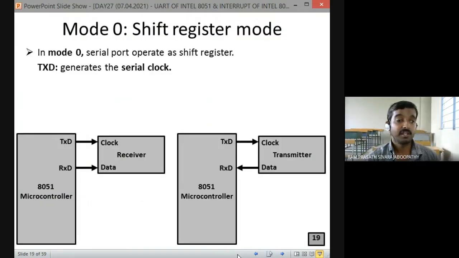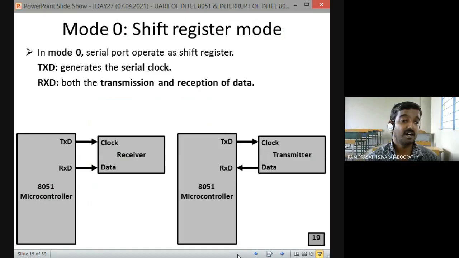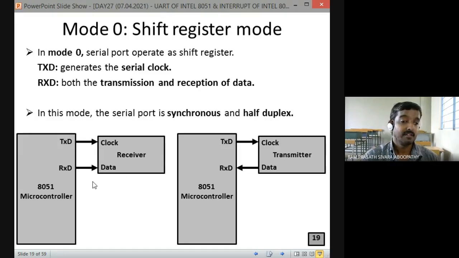So TXD generates the serial clock. RXD is used for both transmission and reception of data. Simply, this particular mode of operation we call the shift register mode. So this is half duplex synchronous serial communication. The serial port is synchronous and half duplex.